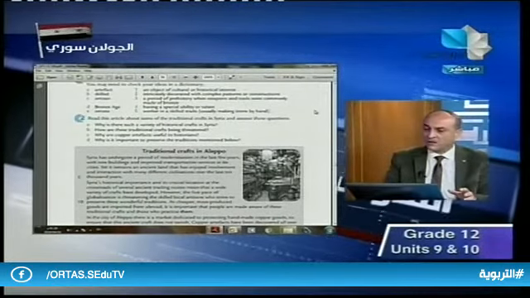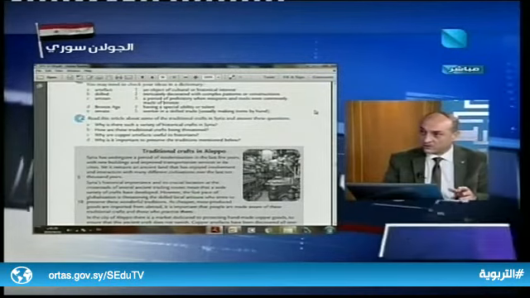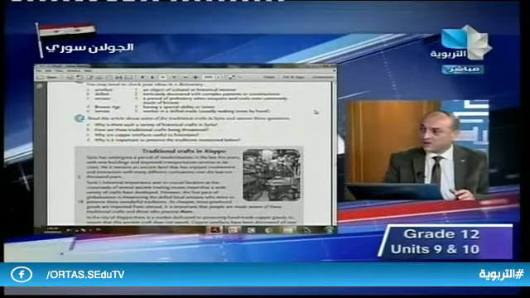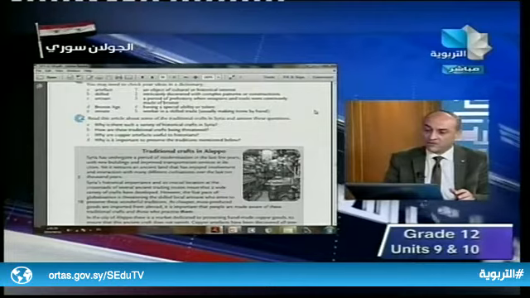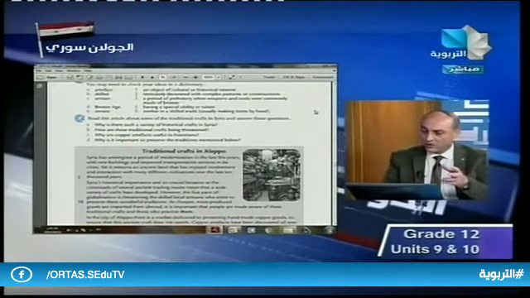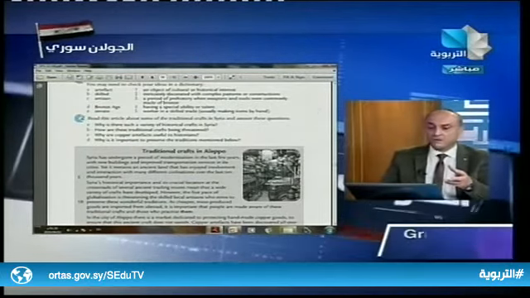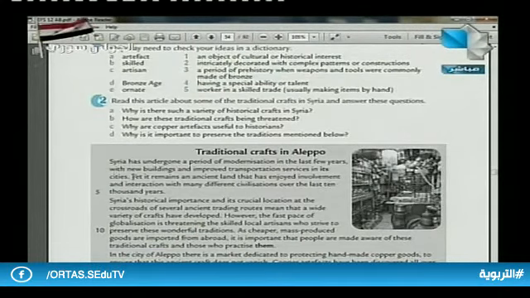Well, we have a number of new vocabulary items and a number of questions. We can answer these questions, and maybe add some other questions to the four questions found on this page. If we look at the first paragraph, we can read the first sentence, which is considered the key sentence here: Syria has undergone a period of modernization in the last few years, with new buildings and improved transportation services in its cities, yet it remains an ancient land that has enjoyed involvement and interaction with many different civilizations over the last 10,000 years.